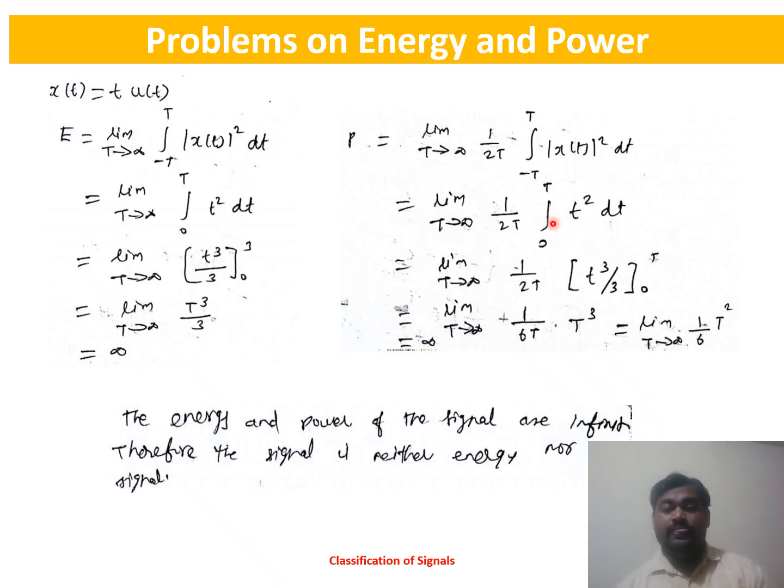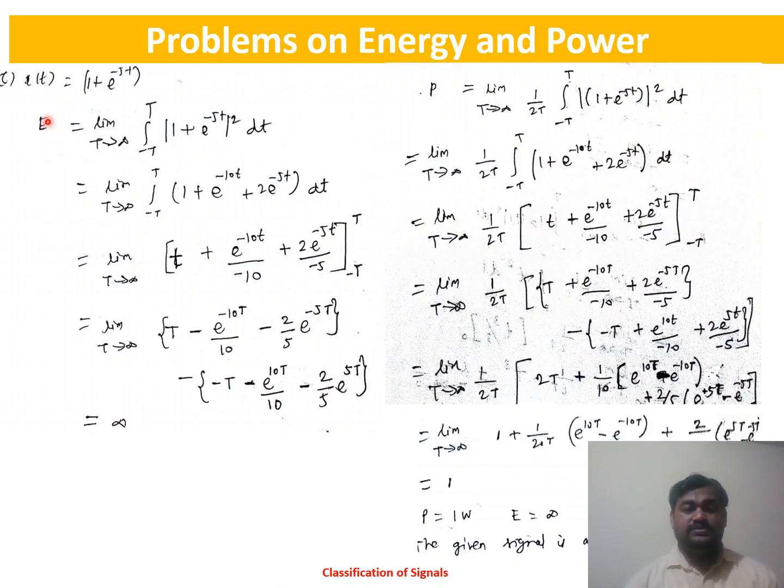Now substitute here, change the limit as 0 to T because it is given as u(t). So t square, again you will be getting t cube divided by 3. Cancelling T and T, it will become 1 by 6 T square. If we substitute T equal to infinity, again this will become infinity. As I earlier told, energy finite and power equal to 0 is an energy signal. Power finite and energy infinity is a power signal. If both are not satisfied, the given signal is neither an energy nor a power signal.